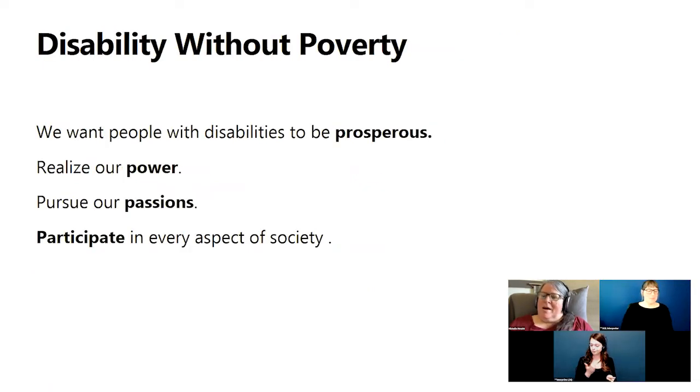So Disability Without Poverty is a relatively new movement. We came together after that throne speech in 2020. We believe that no disabled person in Canada should live in poverty, and we're going to work as hard as we possibly can to do something about that. Next slide, please.